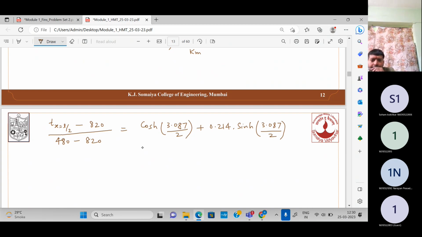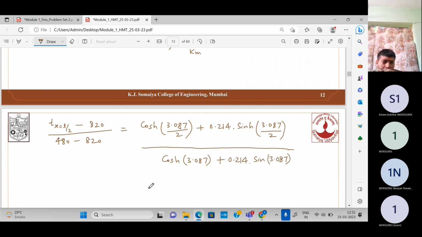divided by cosh mL, that is 3.087, plus h by km, that is 0.214, into sinh mL, that is 3.087.